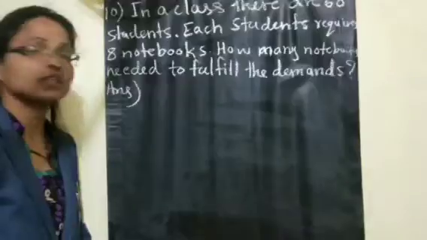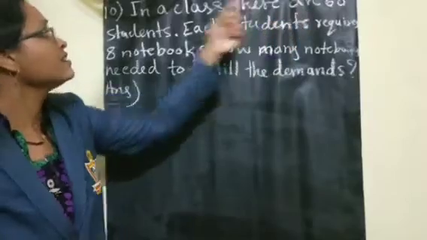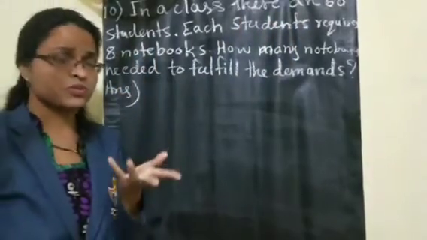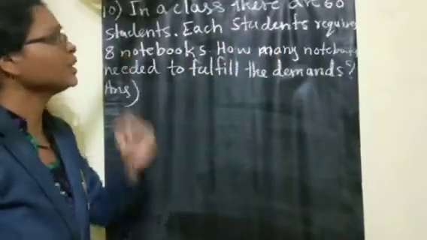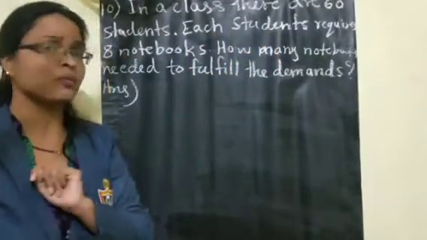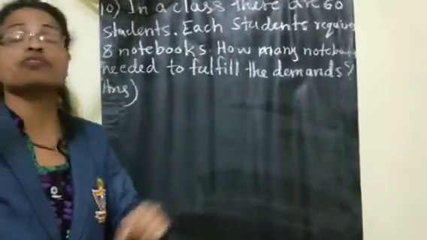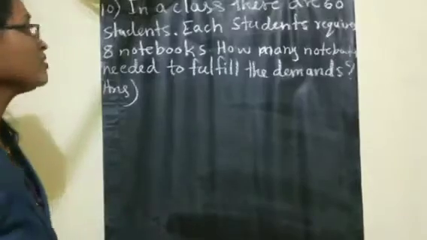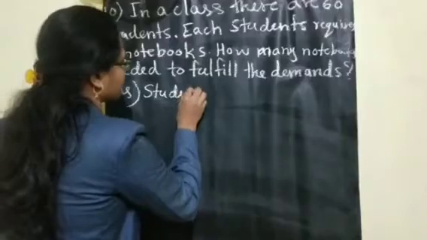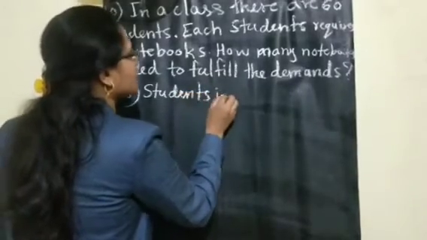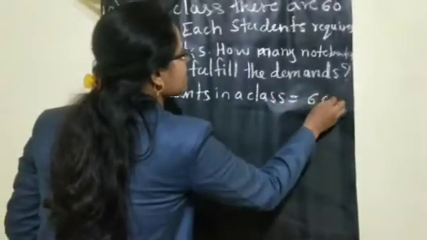Okay. Our next example. In a class, there are 60 students. In one class, how many students are there, children? 60. Each student requires 8 notebooks. So, each student requires how many notebooks? 8 notebooks. How many notebooks are needed to fulfill the demands? So, here we have to write students in a class. How many students are there in a class? 60.